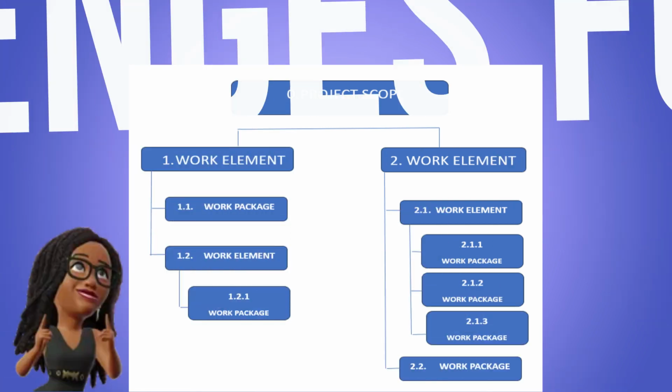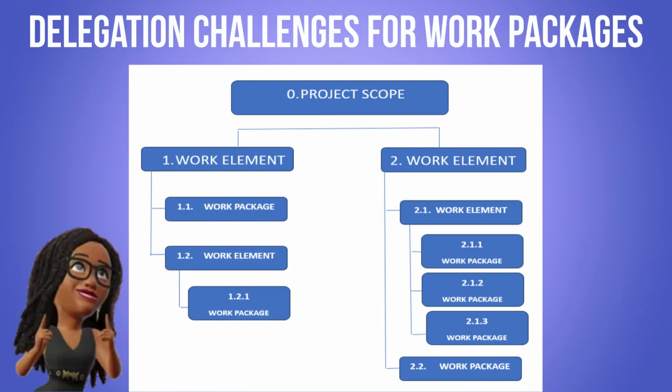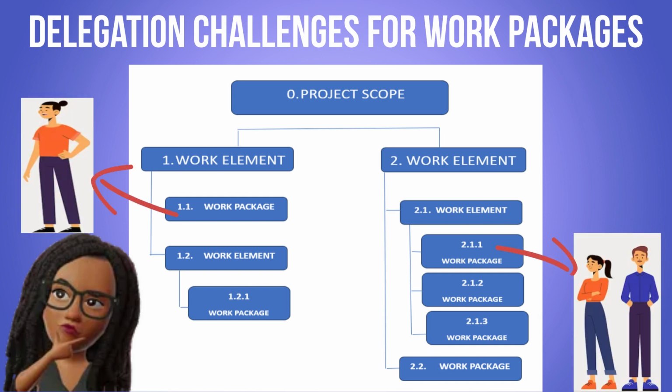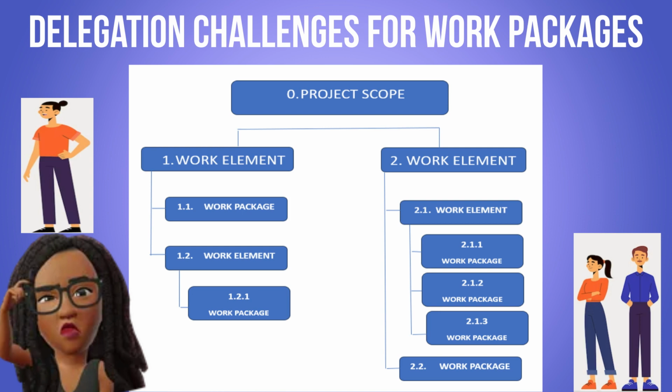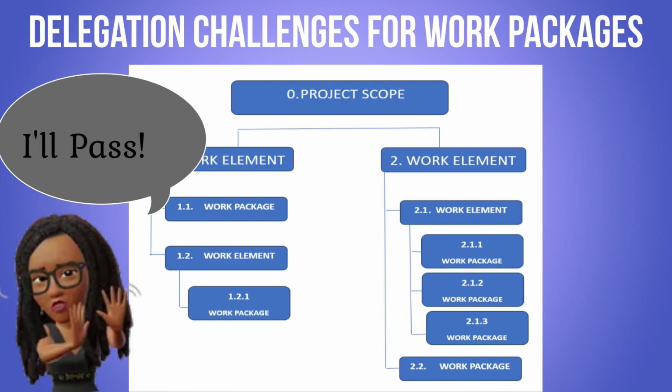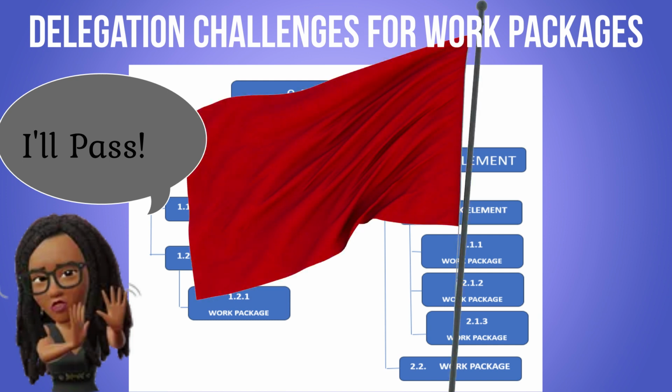Telltale sign number 3, delegation challenges for work packages. An important component of creating the WBS is delegating the work packages to individuals or teams for execution. If there is difficulty in determining the most appropriate owner for a work package, this could indicate inadequate human resources with the required skill sets. On the other hand, if you do have appropriate human resources, but for some reason, no one seems to want to take the work package on, that is also a red flag worth exploring.